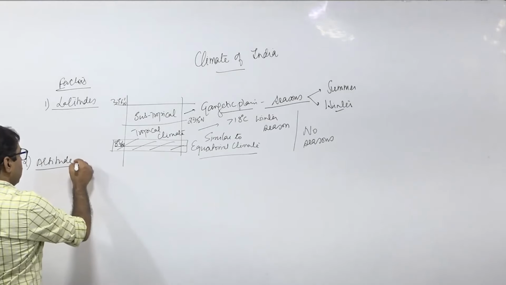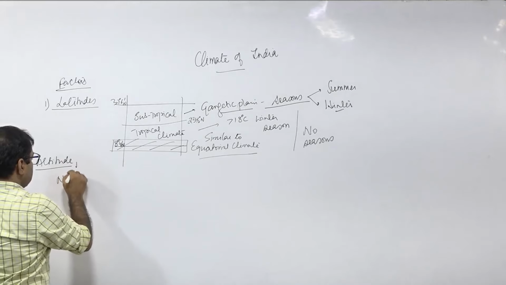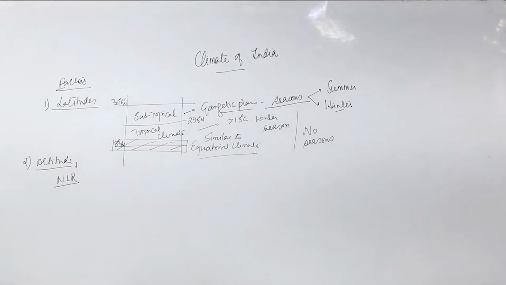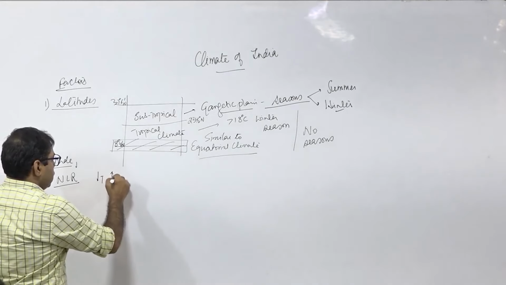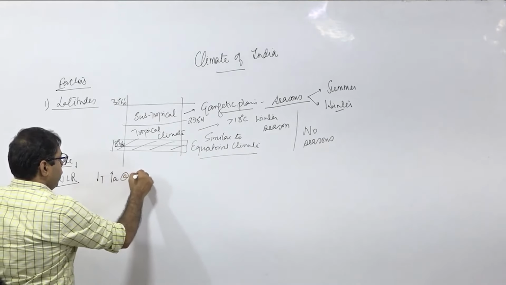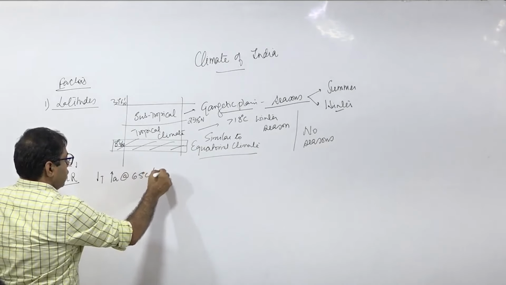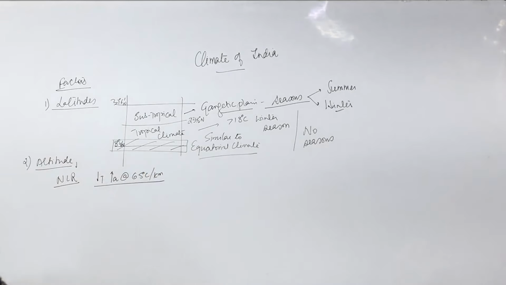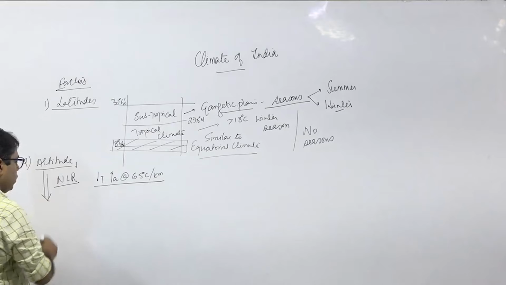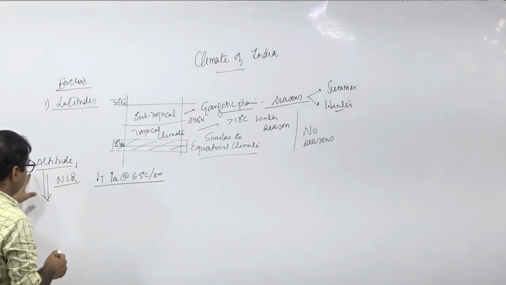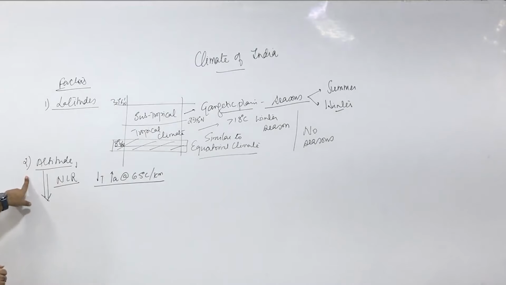Reason for, you remember the normal lapse rate we have discussed? Climate, normal lapse rate. What is normal lapse rate? Decrease of temperature with increasing altitude. So means the rate of decrease of temperature with increasing altitude at the rate of 6.5 degrees Celsius per kilometer. This is called normal lapse rate. So the altitude has been the controlling impact on the climate. So means as the height increases, the temperature decreases.